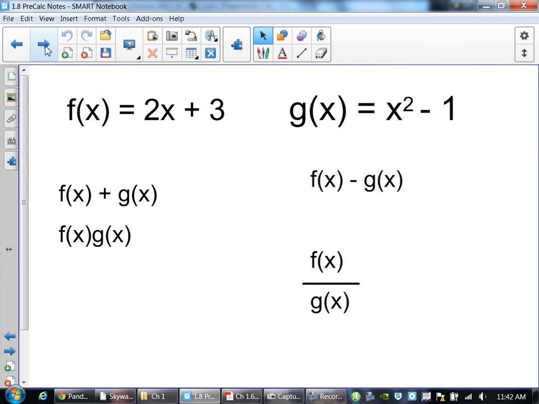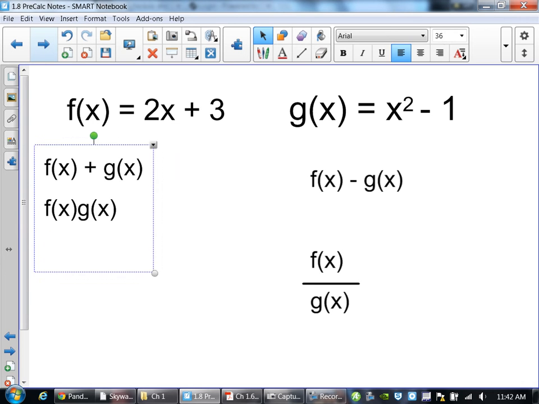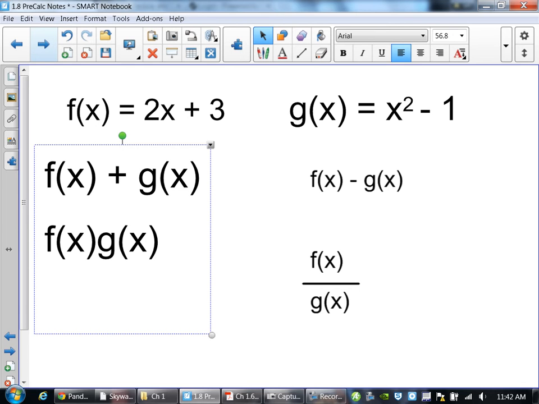You've seen this, where you have two functions and they ask you to do function notation with them. If you have two functions, f of x is 2x plus 3, and g of x is x squared minus 1, what you have done before is that it will ask you to take f of x and add g of x to it. What do you think that would look like? Correct. That's all that is. I know you have seen that.